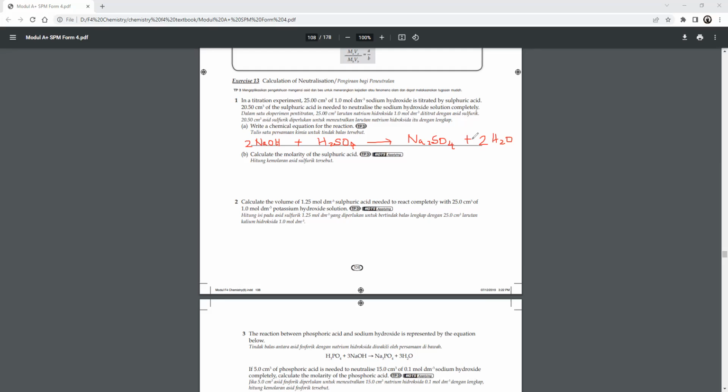Calculate the molarity. Help me. Last week I learned it.